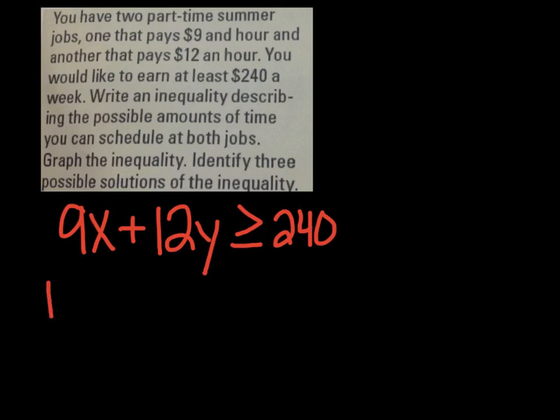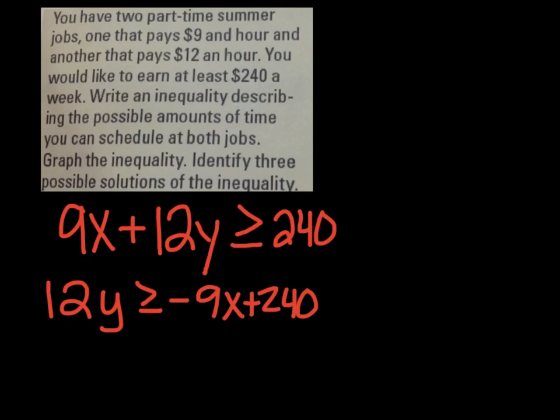First we will subtract 9x, and then we'll divide by 12. We don't have to switch the sign this time. Negative 9 over 12 reduces to negative 3/4 x plus, and 240 divided by 12 is 20. So here's your graph.